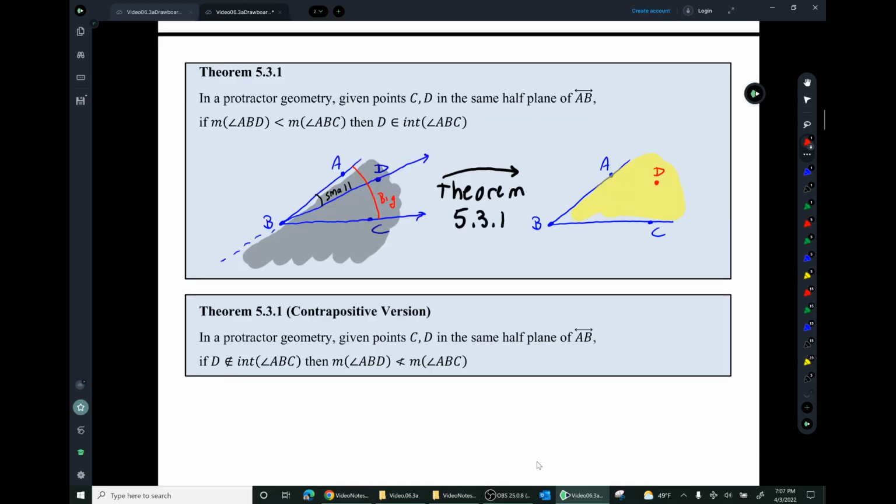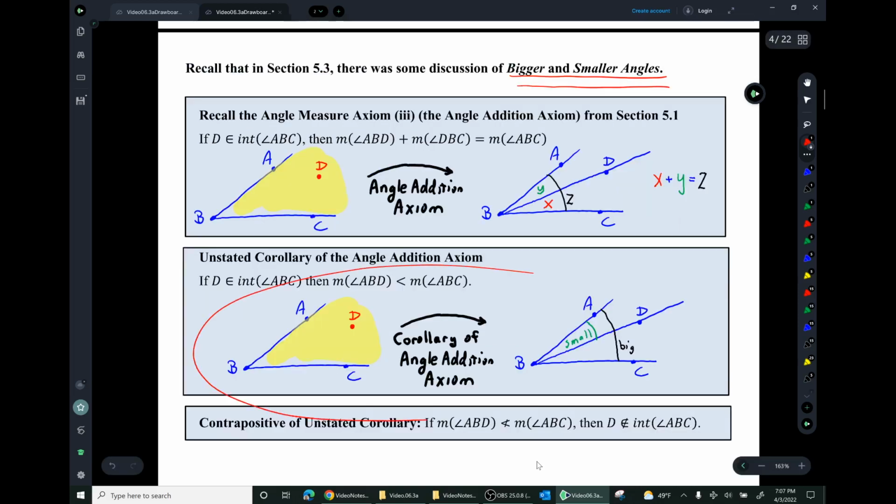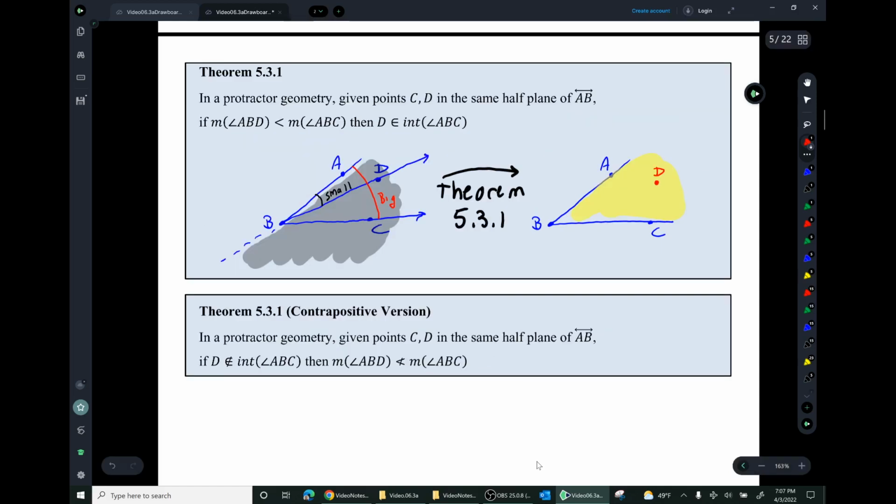Later in section 5.3, we had another theorem which is basically a converse of this. So remember that a converse of a theorem is not the same theorem. It's a different theorem. It has to be proven separately as a new theorem. So this is a new theorem. It says that if points C and D are on the same side of line AB, that's what's shown here, they're in the same gray half plane, and if the measure of angle ABD is less than the measure of angle ABC, then D must be in the interior of angle ABC.